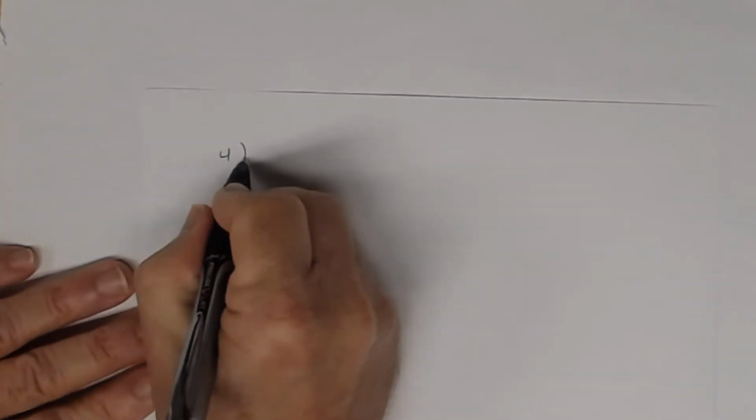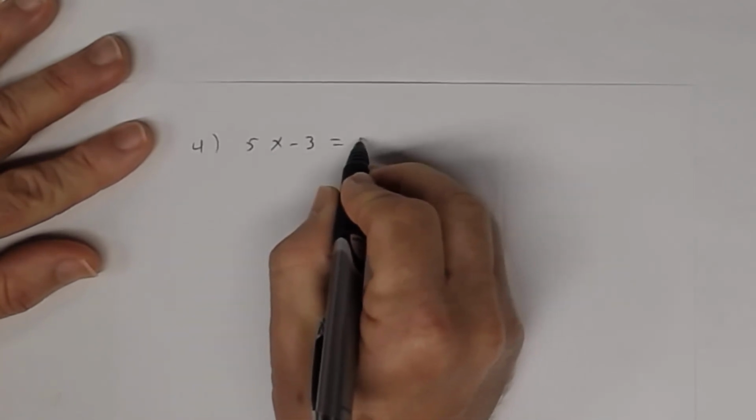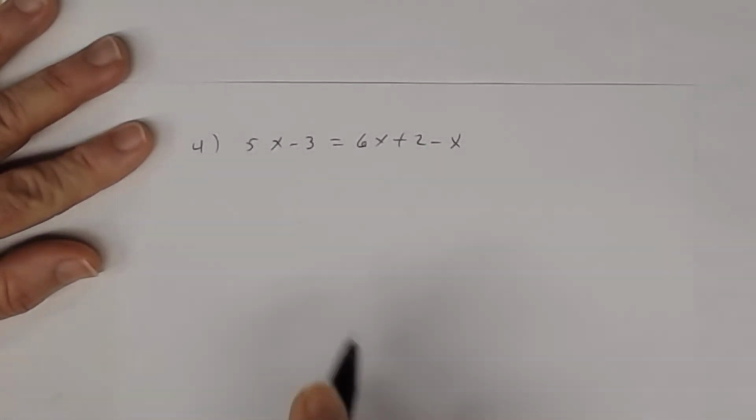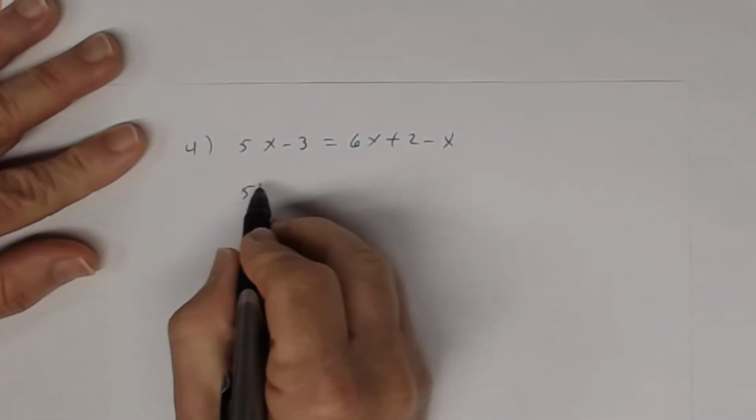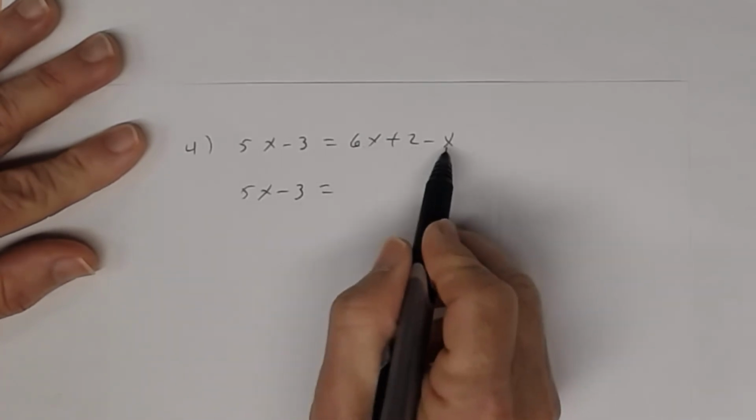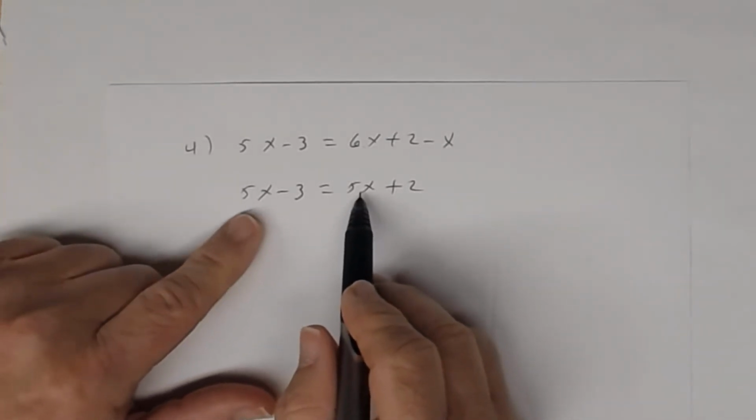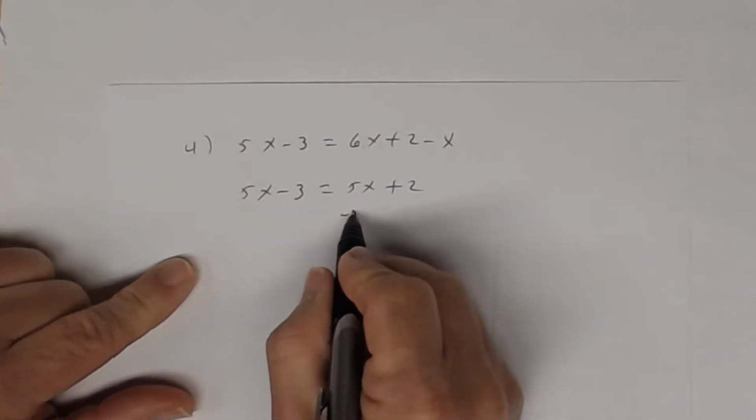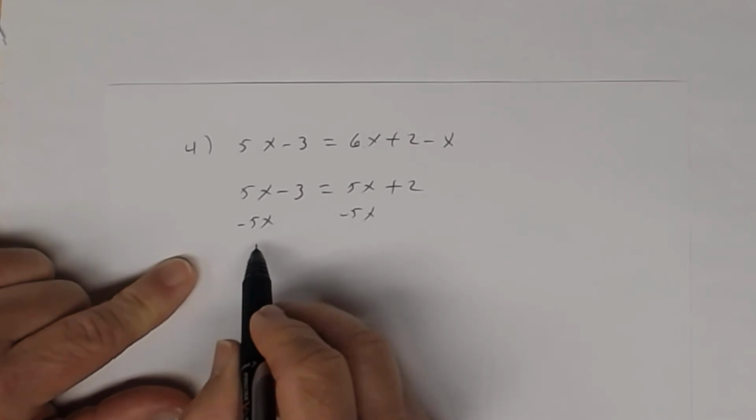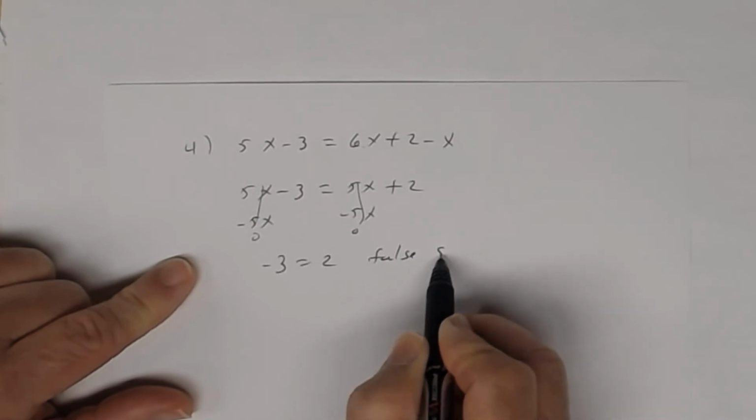Okay, let's look at number 4. So number 4, let's suppose we had 5x minus 3 equals 6x plus 2 minus x. So first of all, let's go ahead and combine like terms on this side. I get 5x minus 3 equals 6x minus x, which is 5x, plus 2. So right away, same thing, right? Notice that the variable terms are the same, 5x on both sides, but the constants are different. So when you subtract 5x on both sides, you get negative 3 equals 2, which is a false statement.